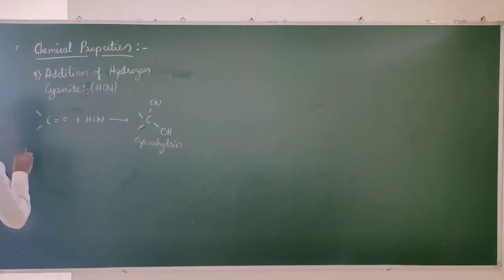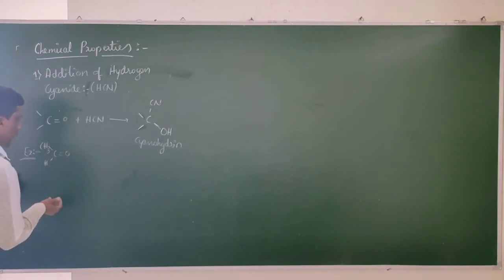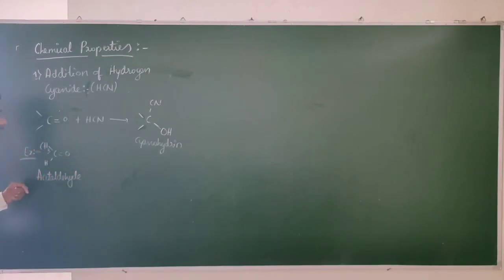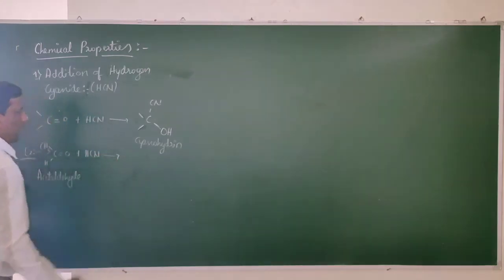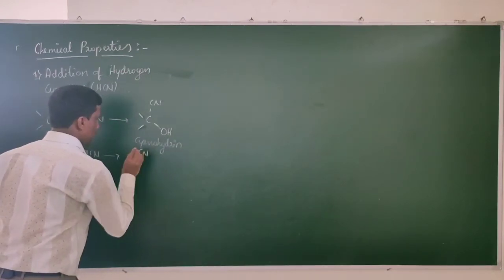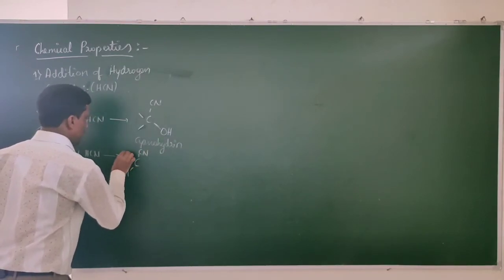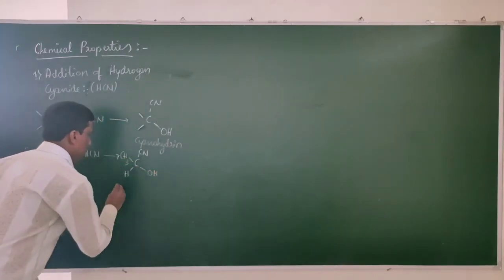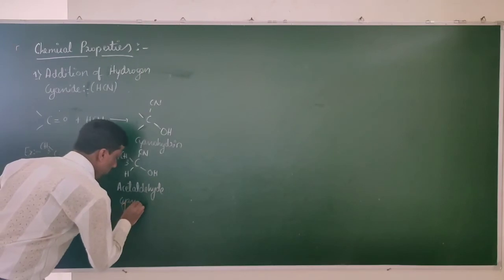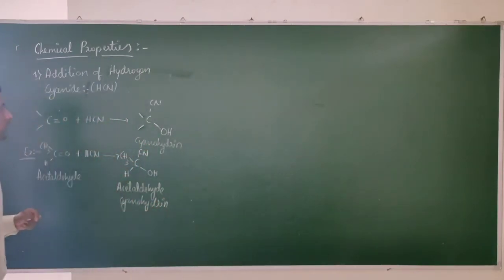Let us take one example here. What is this one? This is ethanal, or acetaldehyde. When acetaldehyde reacts with hydrogen cyanide, what do you get? Here CN will be joined. Here H will be there. Here CH3 is already there. This is OH. This is acetaldehyde cyanohydrin.